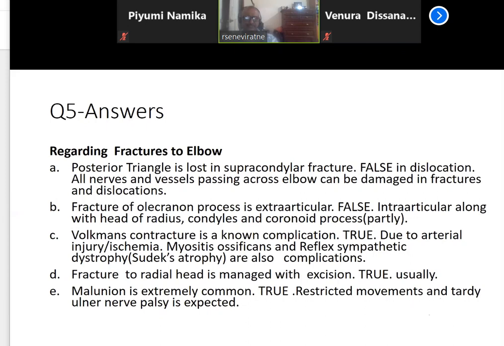Then the reflex sympathetic dystrophy or Sudeck's atrophy, again can happen in the arms as well as lower limbs, right? This is due to an unknown mechanism. Reflex sympathetic dystrophy is the same as Sudeck's atrophy. It's due to an unknown mechanism, something to do with abnormal sympathetic reaction.